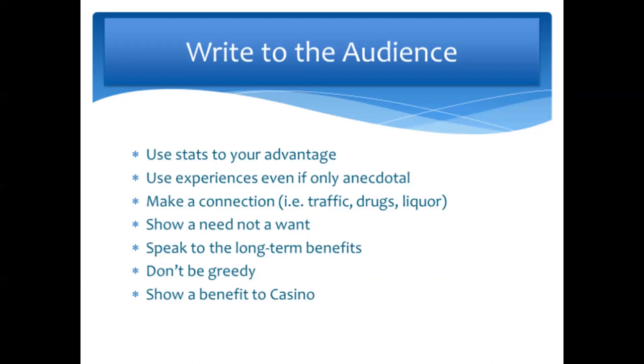And then a couple of other key points: show that this is something you need, not just something you want. Speak to the long-term benefits. Don't be greedy. I got a little greedy last year. I put in for about $240,000. I got $80,000. And then obviously show a benefit to the casino. I saw an application a few years ago that I think was rejected. It was some public safety agency asking for a piece of equipment, and it was very briefly worded, saying, hey, this thing's old and has high mileage. Well, you needed to show more than that. So, next slide.